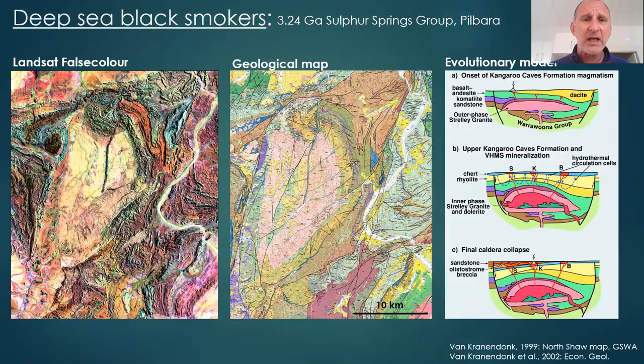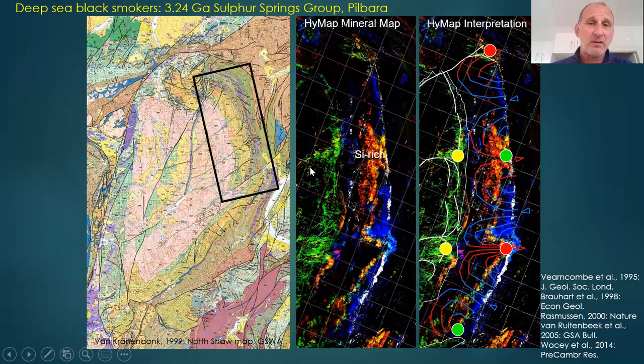And in the rock record, after that time, we find a new environment at 3.24, the Sulphur Springs Group, a sequence of volcanic rocks that overlie a large granite intrusion here, the Strelley Monzogranite. And it was discovered already in 1995, a while ago, that textures related to the emplacement of that granite generated these beautiful circulation cells that caused alteration geochemistry and deposits of zinc, copper, and lead. These are some of the oldest, best preserved massive sulfide deposits.